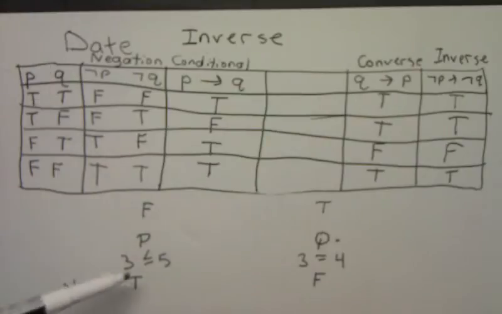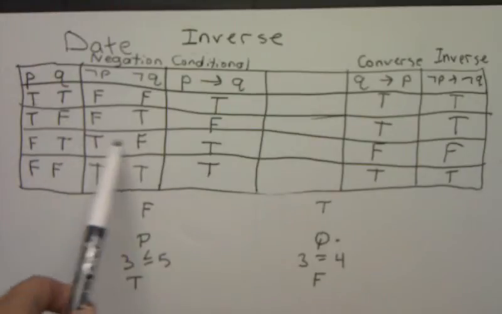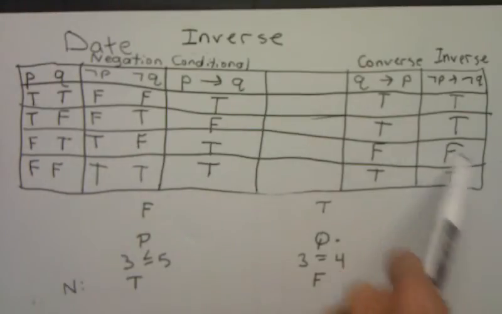So let's look at my negate. I have true, then false, true, false. So my inverse, you should have come up with false. Okay?